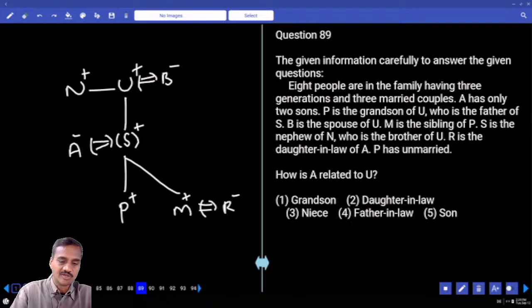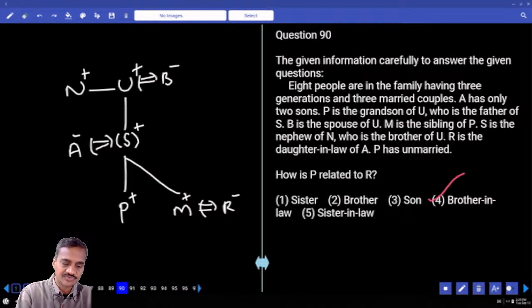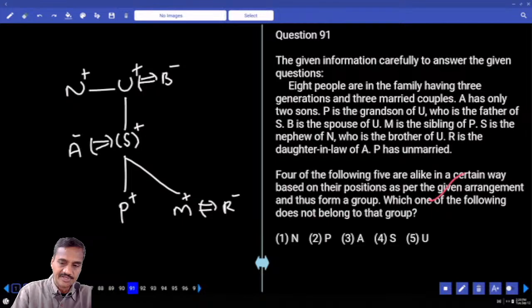And how is A related to U? A is U's son's wife, daughter-in-law, choice 2. 90th, how is P related to R? R's husband's brother, brother-in-law, choice 4 for question number 90. 91. And 4 out of the following means odd one out.